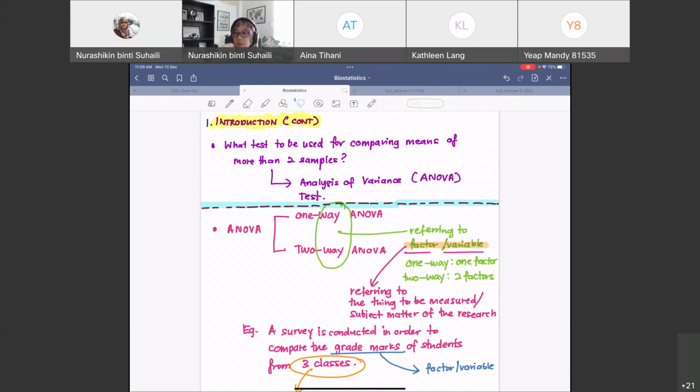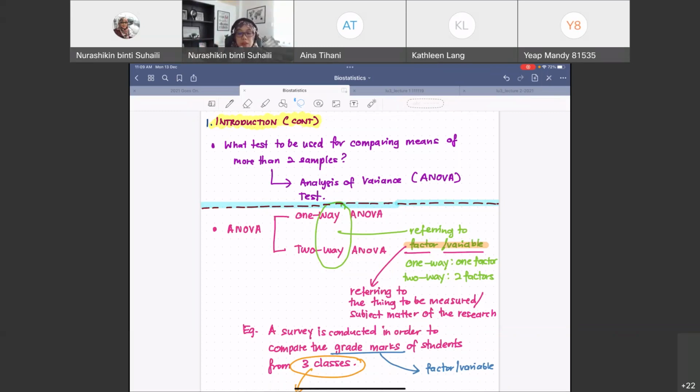If we want to compare other things, like maybe the number of books read by the students from school A, school B, and school C, the number of books is the factor, the thing that you measure. And the samples are different. The sample refers to the groups that you compare. So one-way ANOVA is a test designed for comparing one factor, one variable, involving more than two groups.